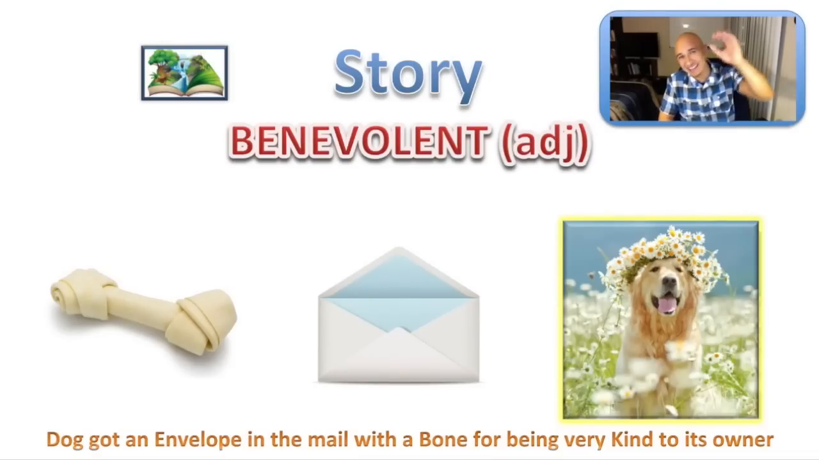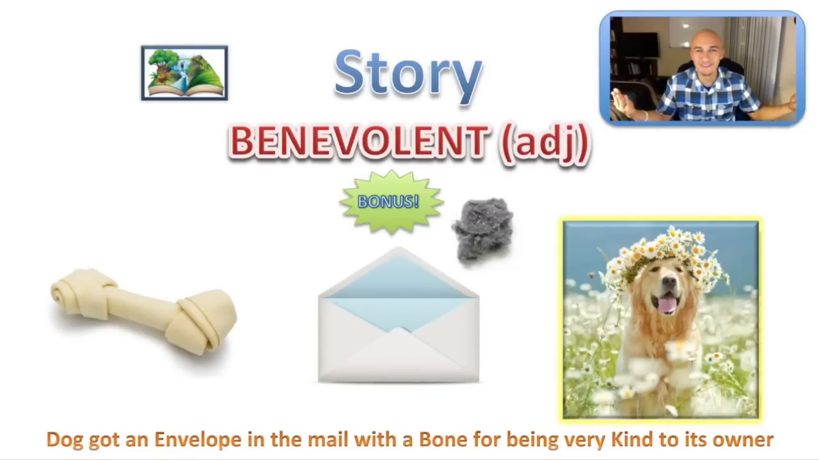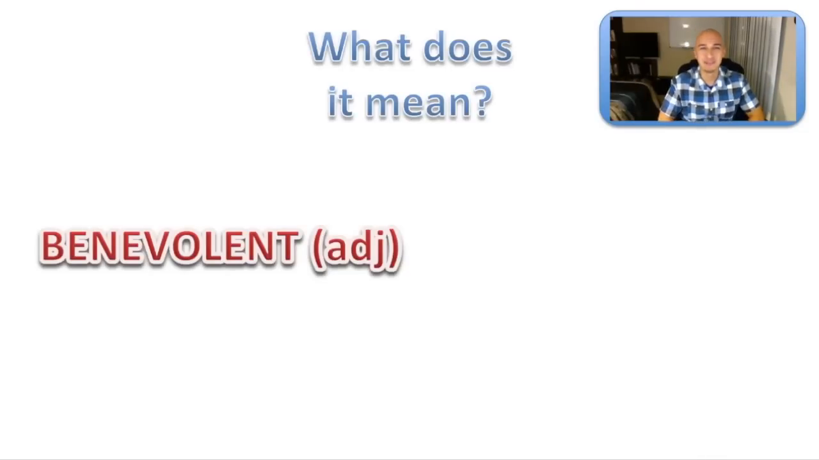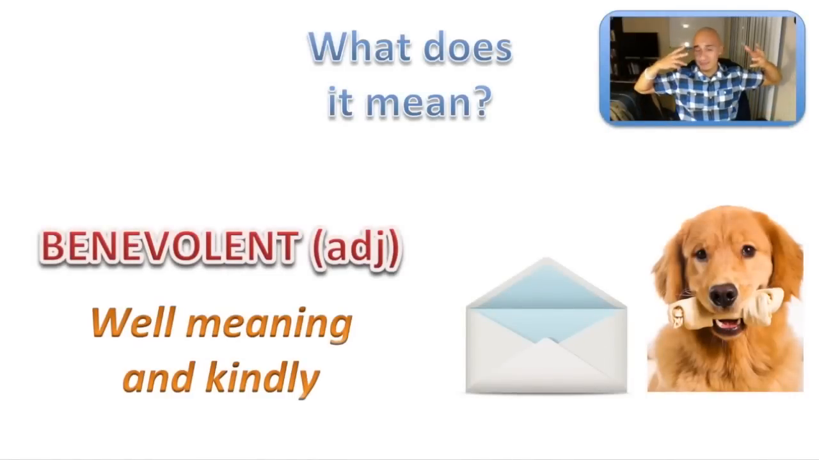If you want, again, add that extra little element to help you remember that it's lint at the end. Throw in some lint in there, right? Maybe as the dog was taking out this bone from the envelope, it started dusting off some of the lint that was there, and then boom, it just started munching on that bone. So real quick, what does benevolent mean? Remember, the image should have popped in your mind. Well-meaning and kindly, right? We have the bone, envelope, and a kind dog.